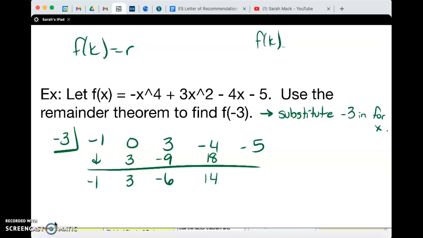What's negative 3 times 14? Is that negative 42? 52? Ends with a 2. I think it's 42. Anybody want to check my math? Yeah, I haven't checked.